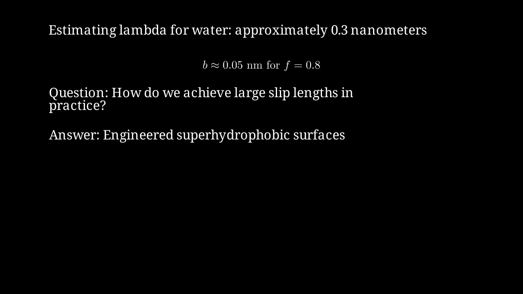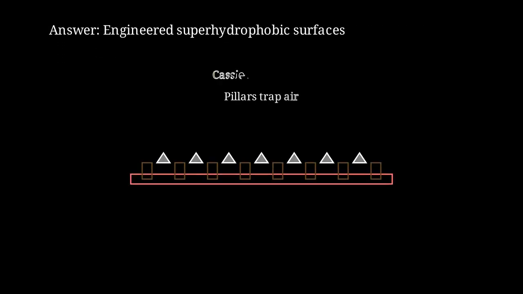These are surfaces with micro or nanoscale textures that trap air. These surfaces have tiny pillars or ridges that trap air pockets between them. The liquid sits on top of these pillars, creating what's called the Cassie-Baxter state. Now F can be much less than 1.